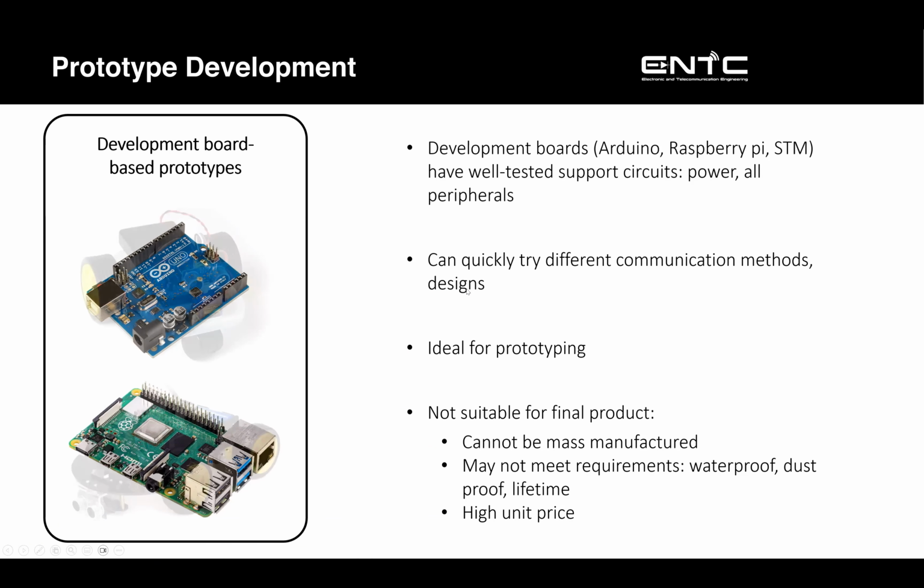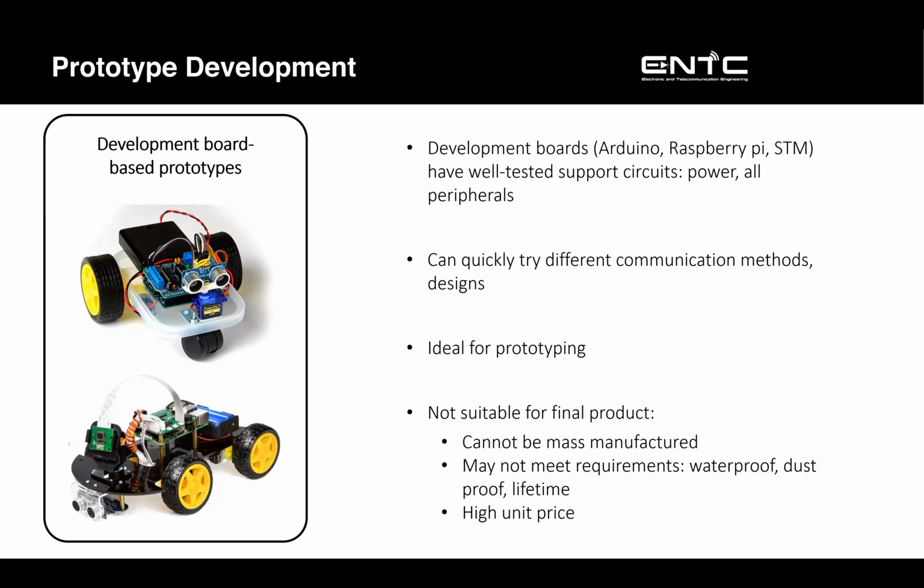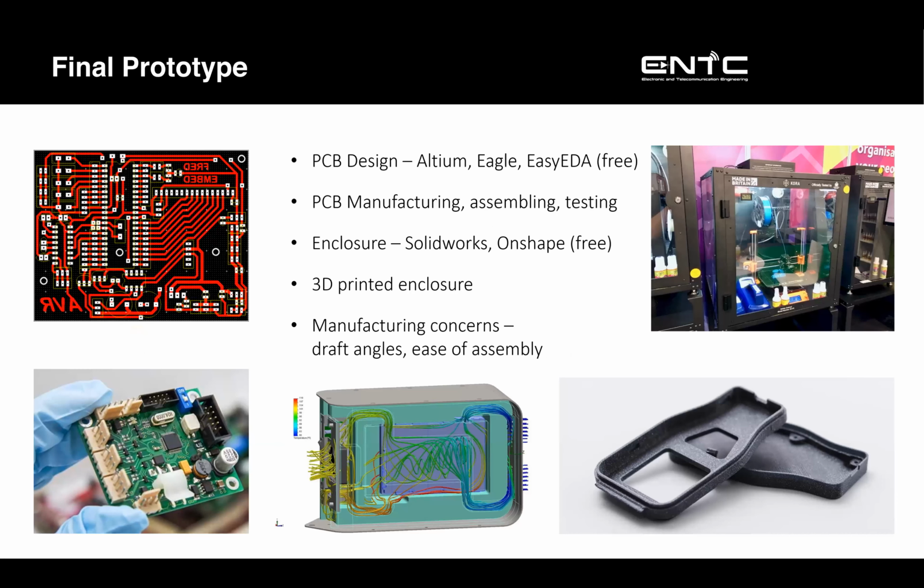Similarly, you have multiple product development boards, and you can use them to build different stuff as a prototype. Then you go for a final prototype where you make a board like this. You use a PCB design using these EDA tools, which we will teach in this course. Then you make a final prototype with enclosures and all that using 3D software. And you have to look into manufacturing concerns and stuff like that. That will be the final prototype, which is going to be translated to product.